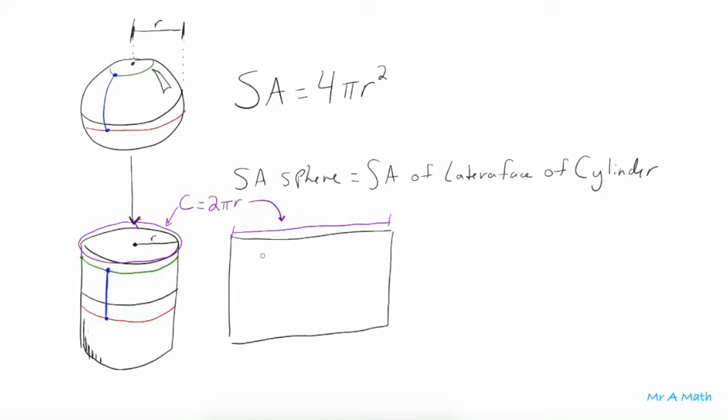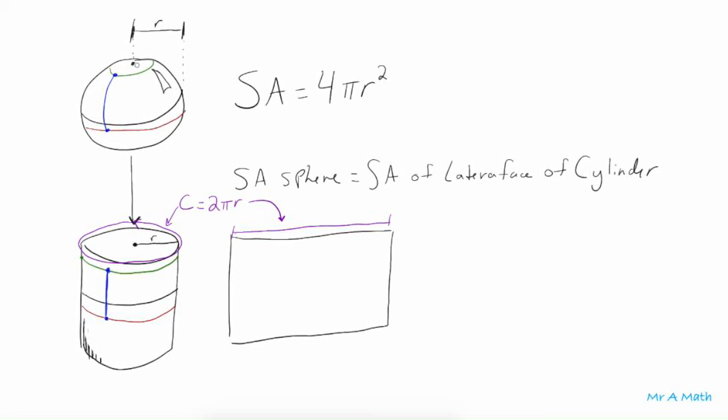And so now to find the area of this lateral surface of the cylinder, we need to find out how tall this is. This is where it helps to think about the sphere and the cylinder. The cylinder is exactly 1 radius wide. It's going to be the same width as the sphere. But when I project it outwards, what happens is it also has the same height.